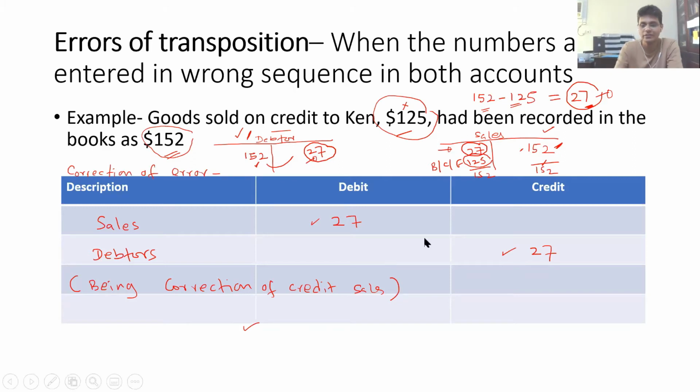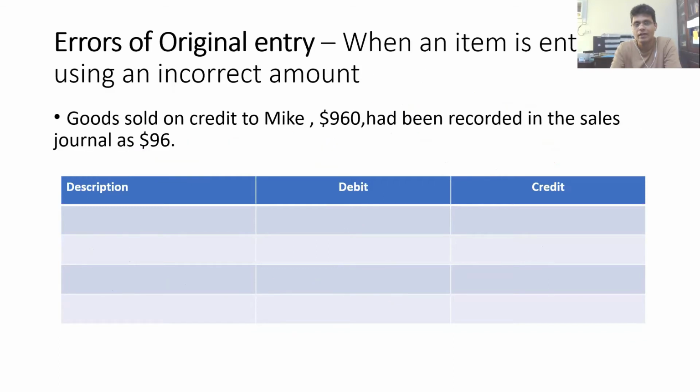Okay, we'll move on to the next one. So this is errors of transposition. The second one is errors of original entry, when an item is entered using an incorrect amount. Goods sold on credit to Mike, $960, had been recorded in the sales journal as $96.